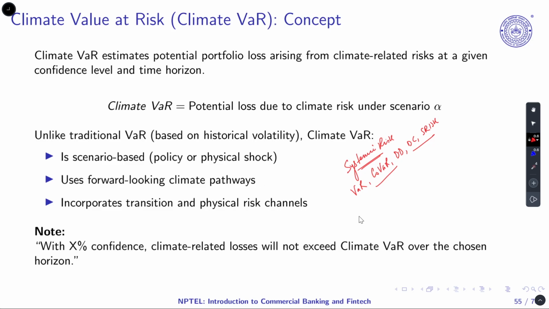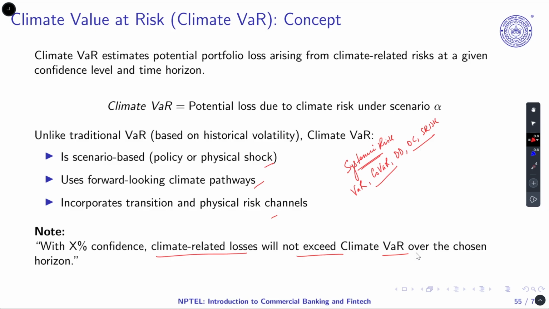So climate value at risk is the potential loss due to climate risk under scenario alpha. Unlike traditional VaR, which is based on historical volatility, climate VaR is based on scenario-based policy or physical shock, uses forward-looking climate pathways and incorporates transition. So what is the idea? With X% confidence, climate-related losses will not exceed climate VaR over the chosen horizon.